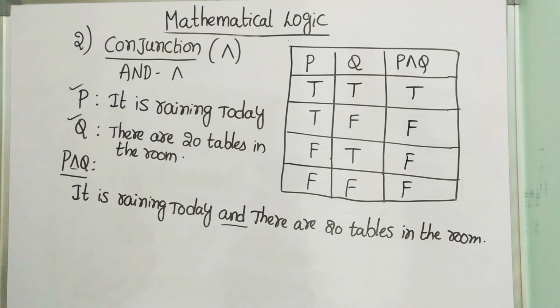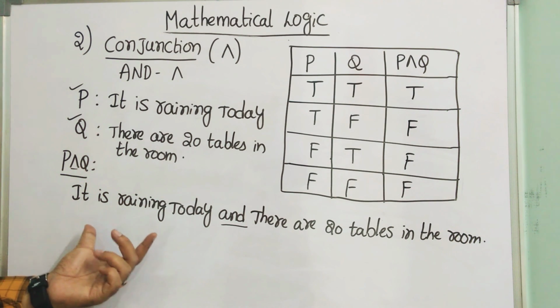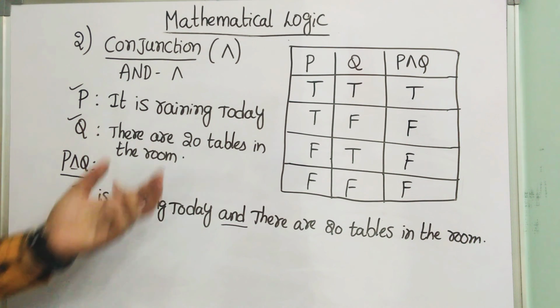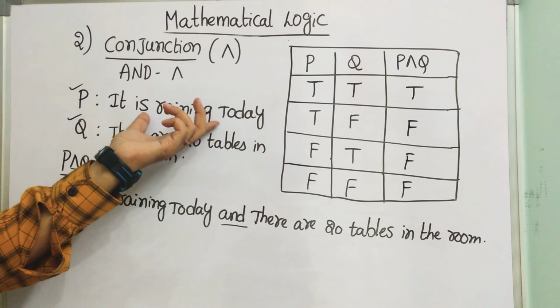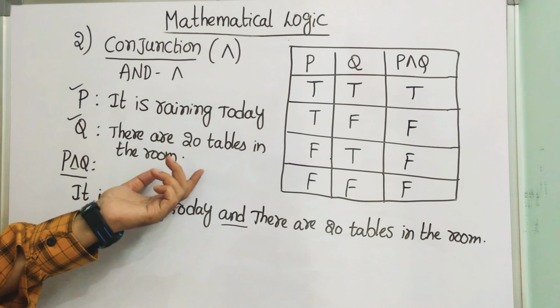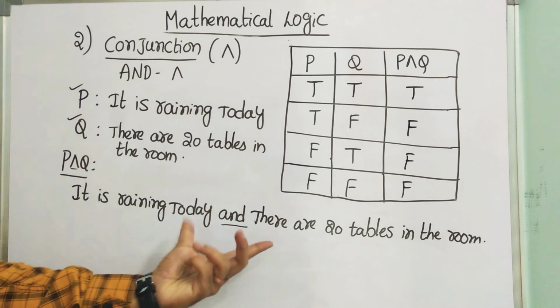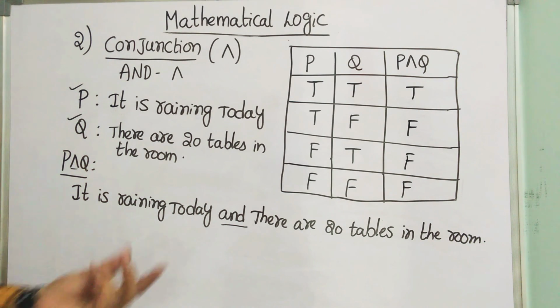The whole statement P and Q will be true if and only if both the statements are true. That is, it is raining today is true, and also there are 20 tables in the room is true. Then only we can say the overall statement is true. If any one of these statements is false or both are false, in that case the resultant will be false.